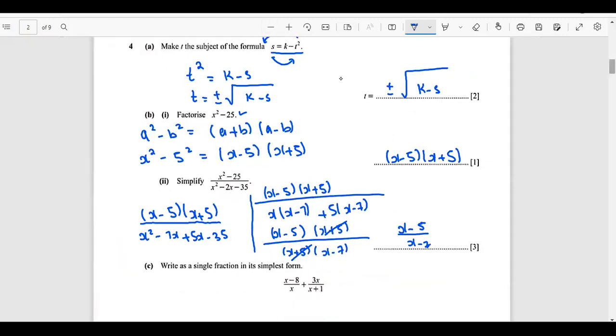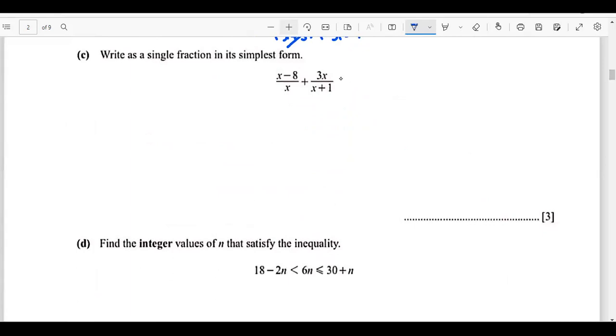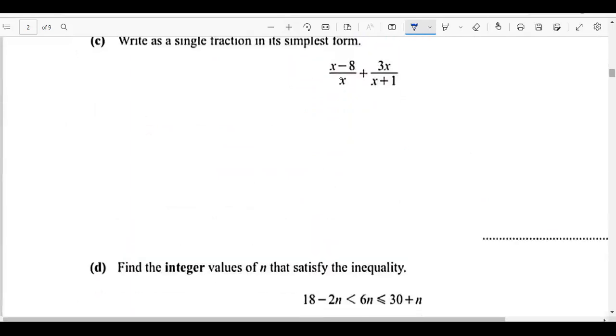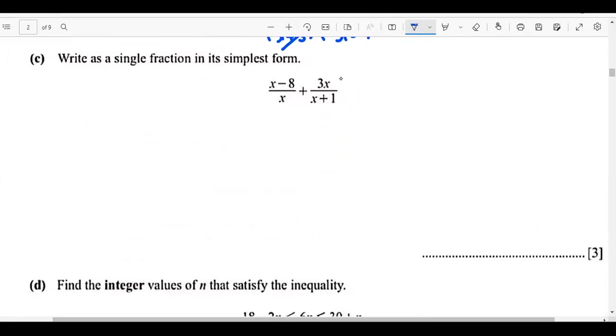So let's talk about the third part. Now it says, write as a single fraction in its simplest form. Now this is a separate question, a separate part. It's not related to the first one, so I can do it directly. Okay. Let's do it. So we need to simplify this.